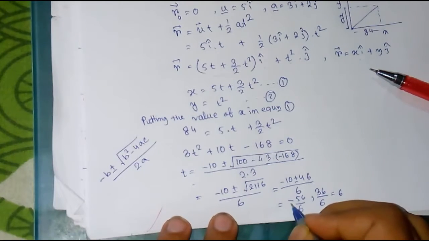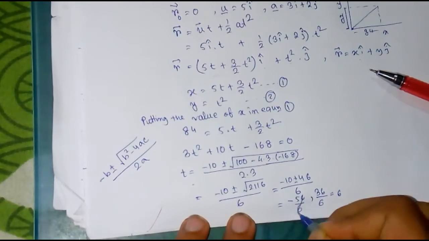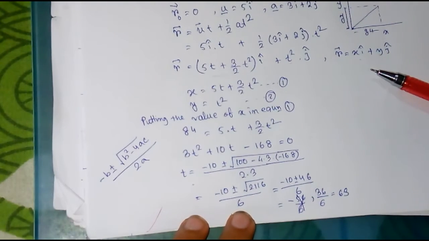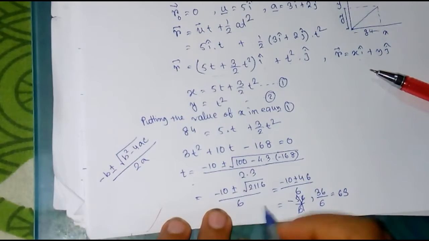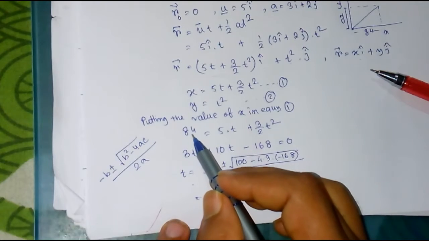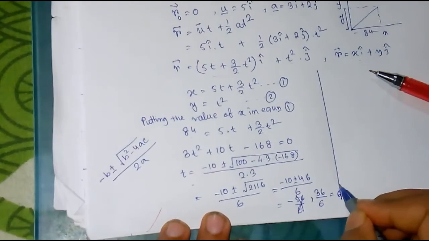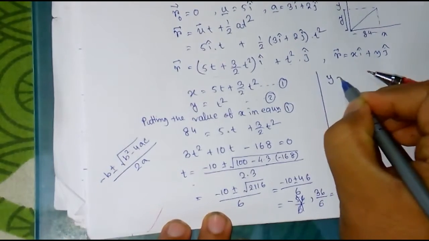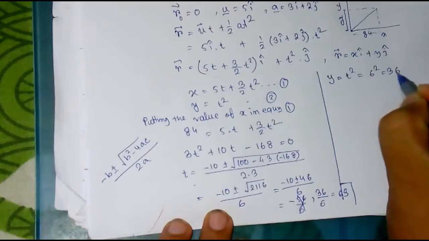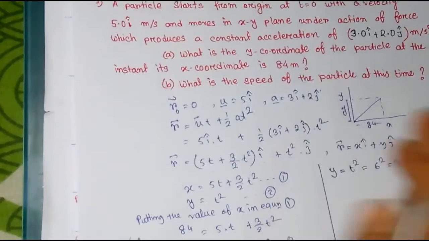So this one is negative, and time cannot be negative. Time is a positive quantity, that is why this is impossible. So time is 6 seconds. At 6 seconds, the x coordinate is 84 meter. Now what is the y coordinate at 6 seconds? If you put t equals 6 in y, you will get 6 square, that is 36 meter. So the first question's answer is 36 meter.